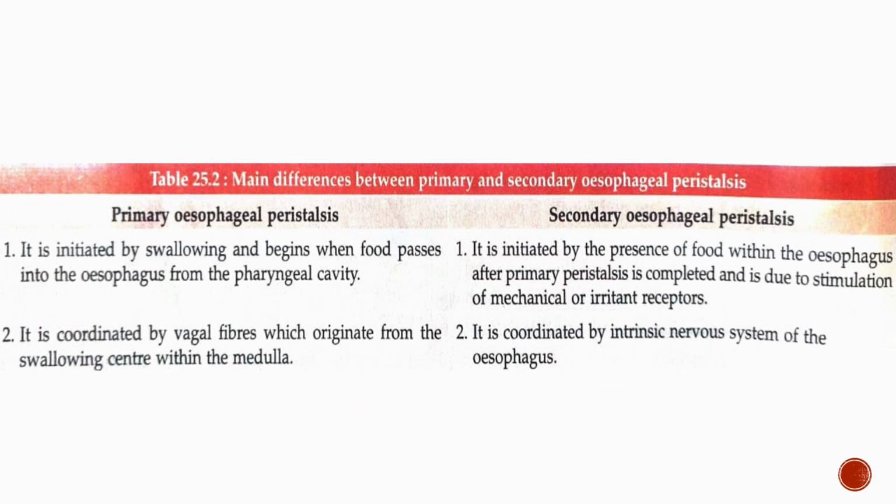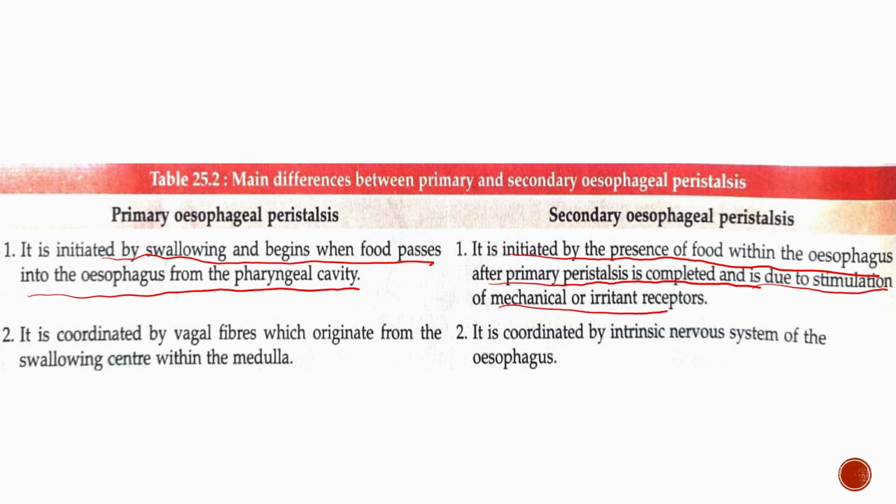So what is the difference? The primary one is initiated by swallowing and begins when food passes into the esophagus from the pharyngeal cavity. But the secondary one is initiated by the presence of food within the esophagus after peristalsis is completed, and is due to stimulation of mechanical or irritant receptors. So when you get hiccups or something like that, you will have secondary esophageal peristalsis. So sometimes your food pipe will begin to hurt, or for a few minutes you will have an ache above the sternum.